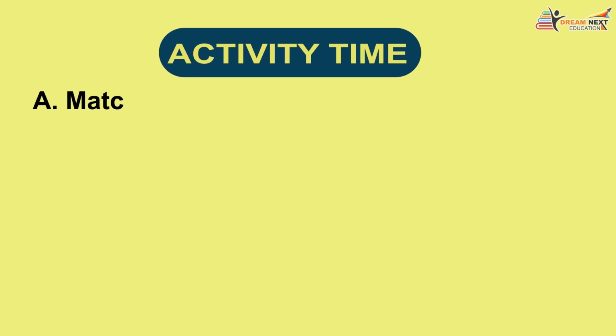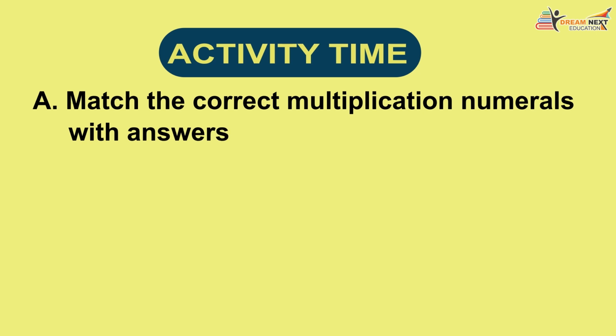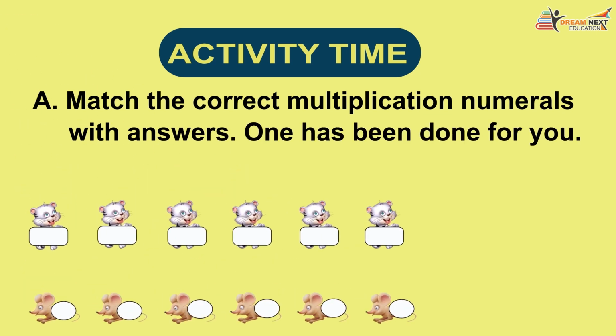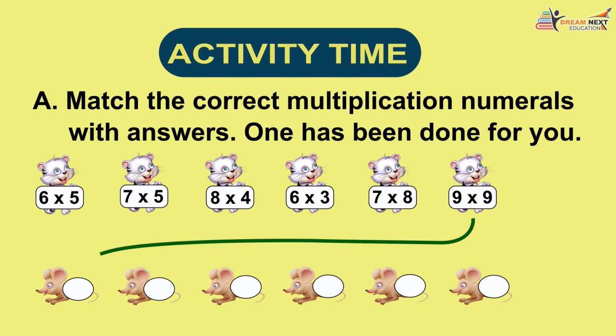Activity time. A. Match the correct multiplication numerals with answers. One has been done for you. 6 into 5, 7 into 5, 8 into 4, 6 into 5, 7 into 8, 9 into 9, 81, 56, 18, 30, 35, 32.